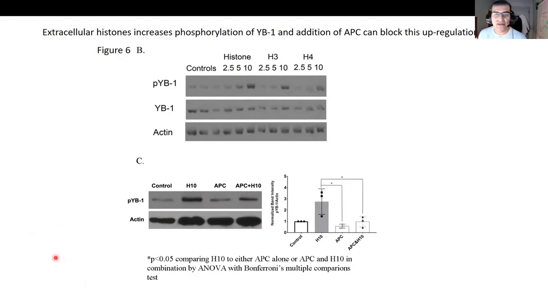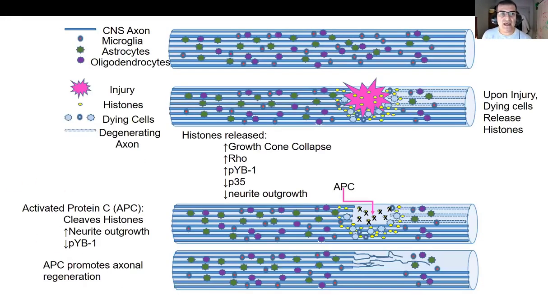So just to give you a graphical abstract overview, what we're showing here is that if you have injury to the CNS, dying cells at the injury sites, could be glial cells or other cell types, they release histones. And these histones are inhibitory. However, if we apply APC to the injury site, it can cleave the histones and allow some axonal regeneration to take place.